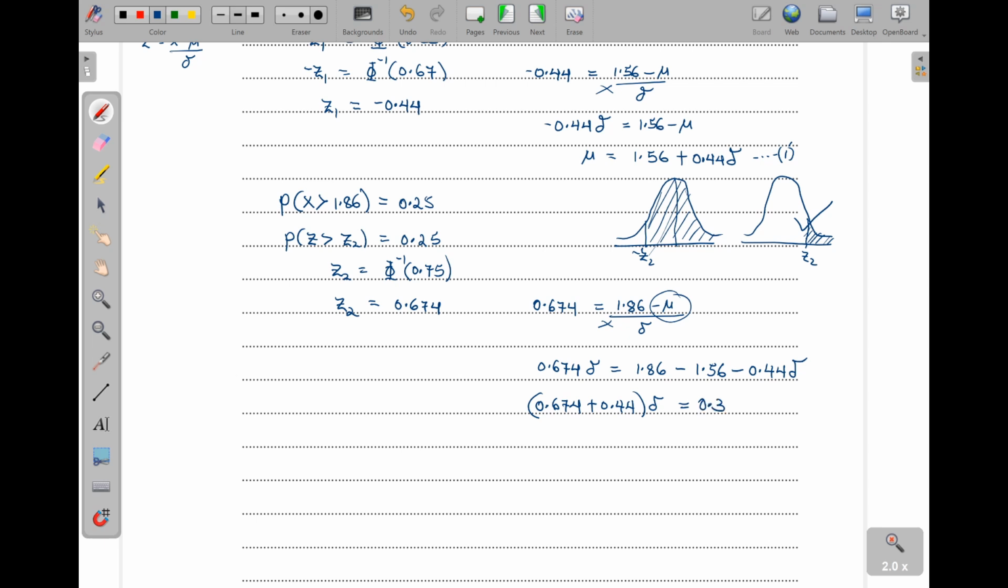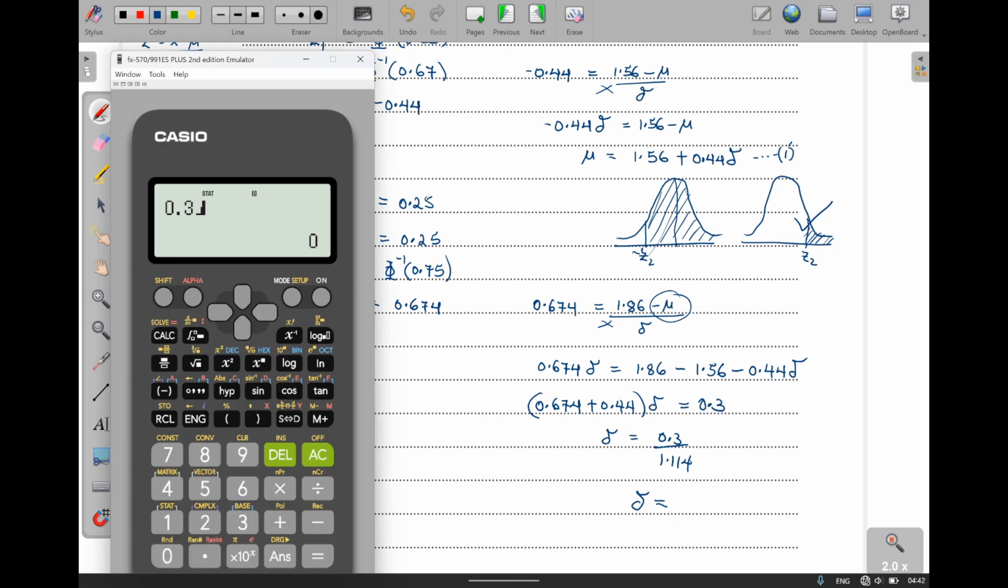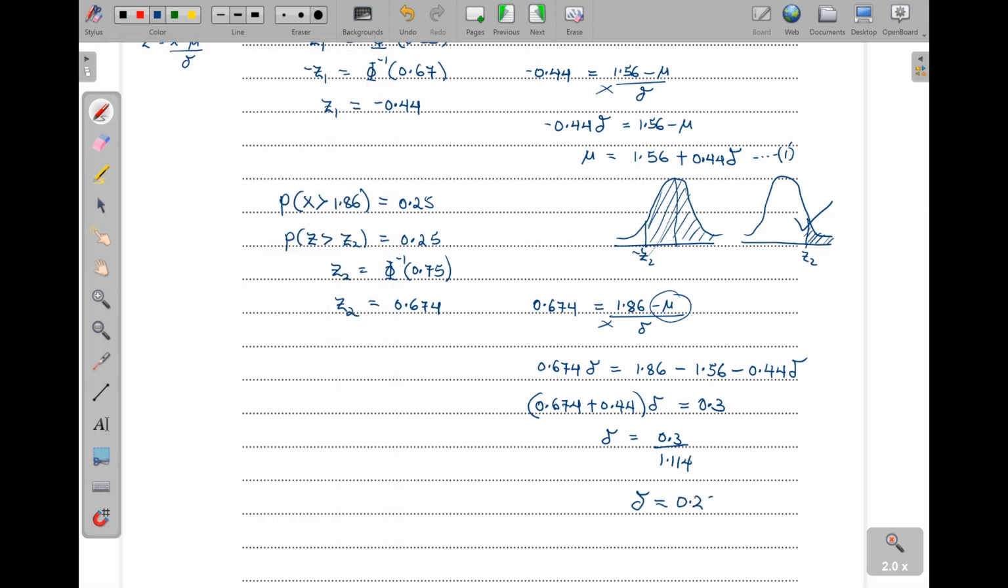That one gives us 0.3. So meaning the standard deviation is going to be 0.3 divided by, when you add these ones together, you are going to get 1.114. So to three significant figures, what does this give us? 0.3 out of 1.114. That is 0.269 to three significant figures.